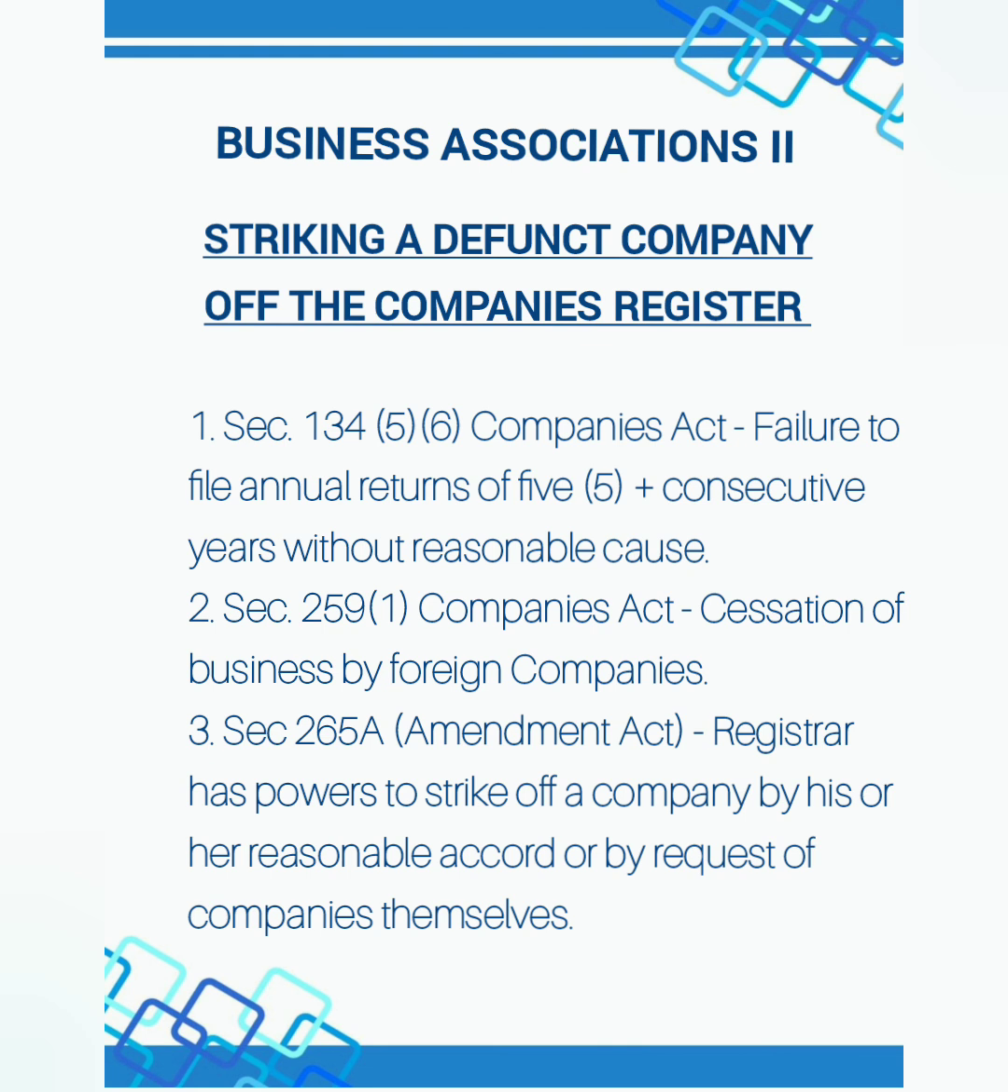Then lastly, we shall look at section 265A. That's the amendment. It gives powers to the registrar to strike a defunct company off the register of companies of their own accord or by request of that company. So as a company, you can petition to have your company struck off the register of companies, or the registrar can, of their own accord, remove you if they deem it fit.